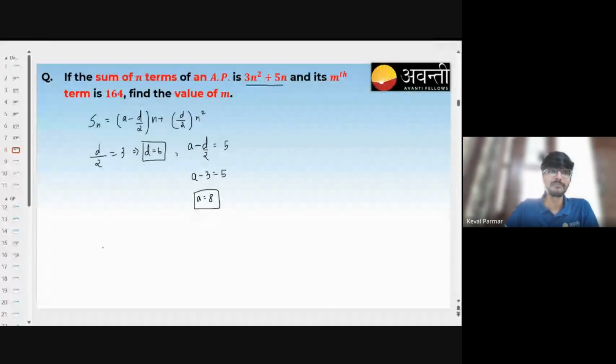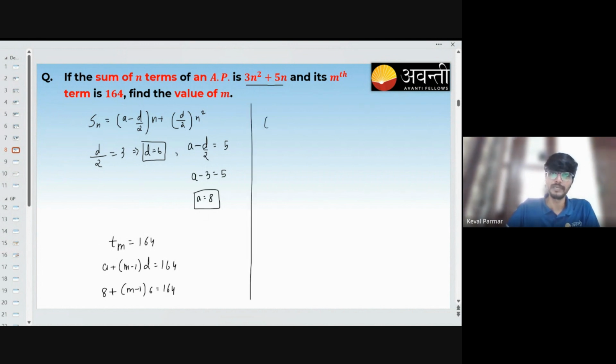So we need the mth term. No, they have given the mth term. So they have given Tm is 164. So what is Tm? A plus m minus 1 into d is 164. Let's substitute the values. 8 plus m minus 1 into 6 equals 164. So m minus 1 into 6 will be equal to 156, right? So m minus 1 will be 156 upon 6, 26, I guess. So m is equal to 27. Correct? So we got the value of m.